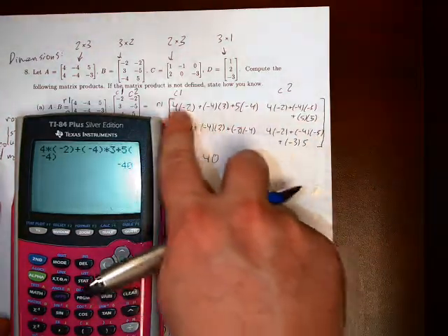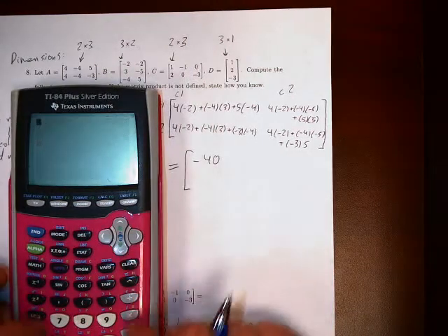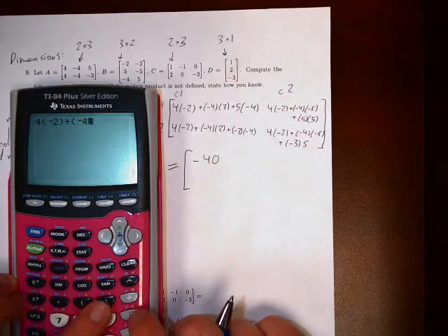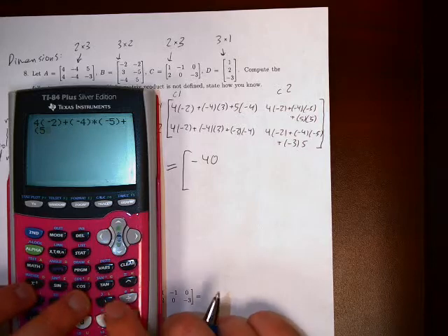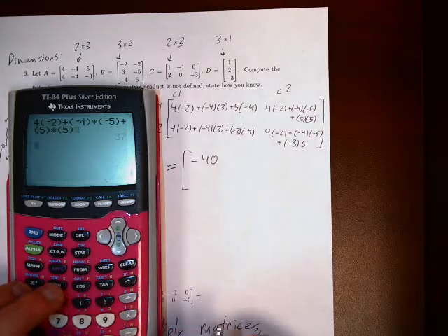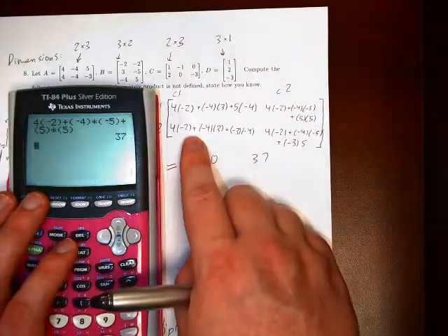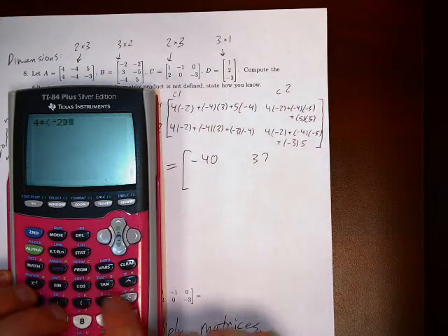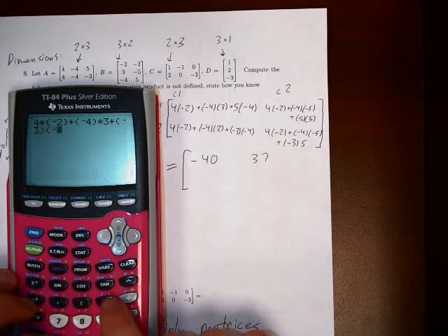Alright, now we can do this with the first row, second column entry. And so if we want to do that, that'll be 4 times negative 2 plus negative 4 times negative 5 plus 5 times 5. So we get 37. Now if we want to do row 2, column 1, we'll do 4 times negative 2 plus negative 4 times 3 plus negative 3 times negative 4.